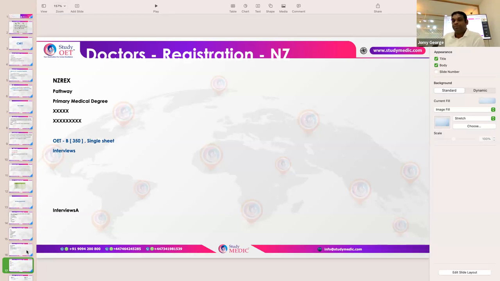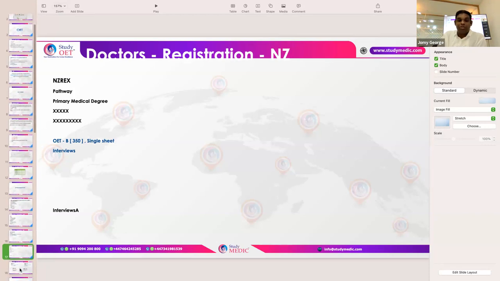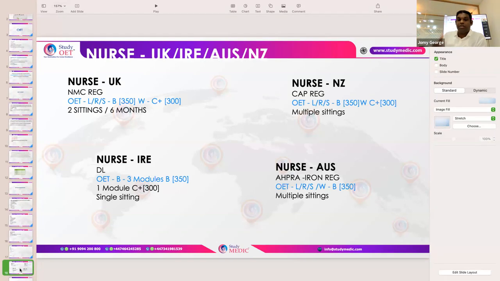That's why. Scenario, some nurses. Nurses are also going to English speaking countries to start or continue their career. Nurse going to UK, they're going for NMC registration, Nursing and Midwifery Council. So OET listening, reading, speaking B, writing C+, no problem. So some exemptions are there. They're allowed to write in 2 settings within 6 months. That means they can club the score.